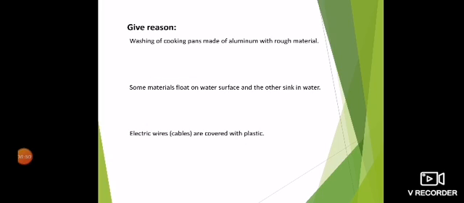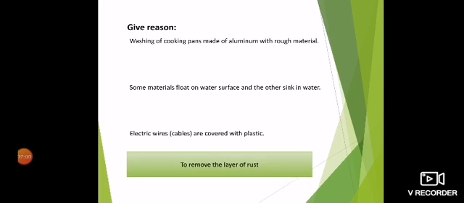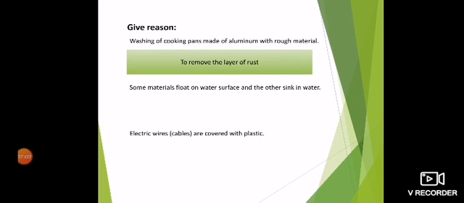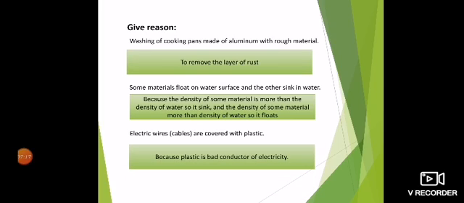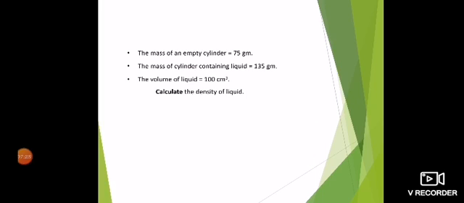Give reason: cooking pans made of aluminum are washed with rough material. We should wash the cooking pan with rough material to remove the layer of rust. Number two, some materials float on the water surface and others sink, because the density of some materials is more than the density of water, so they sink, and the density of some materials is less than the density of water, so they float. Give reason: electric wires are covered with plastic because plastic is a bad conductor of electricity.